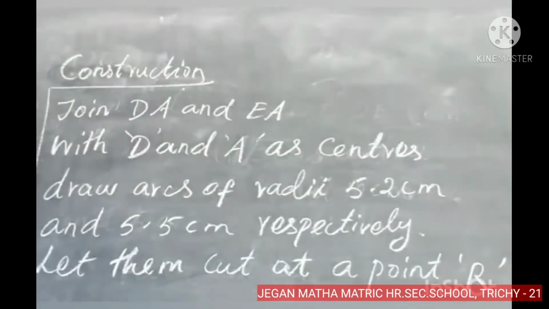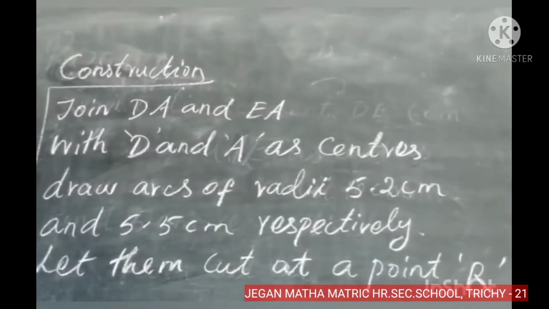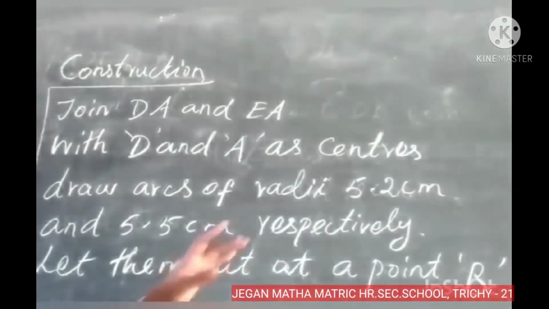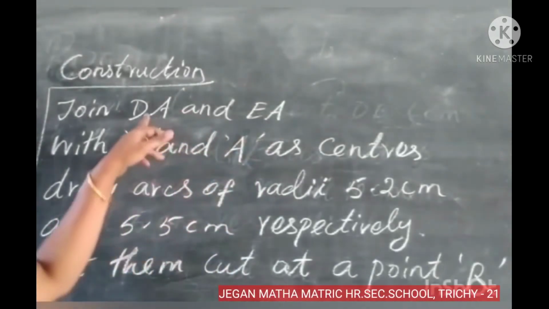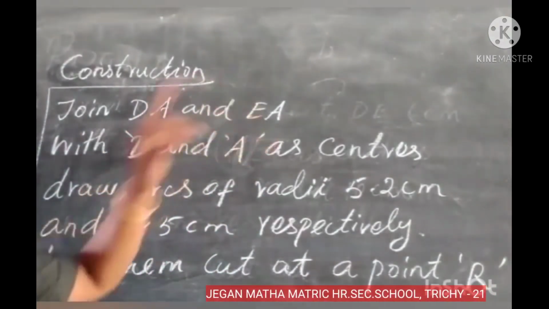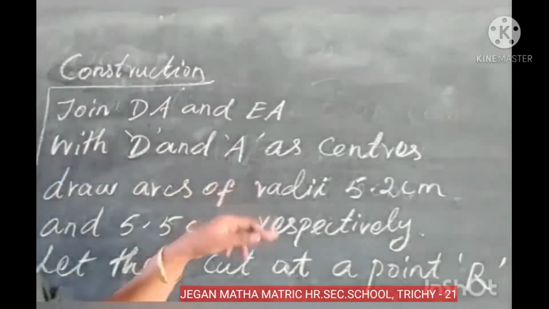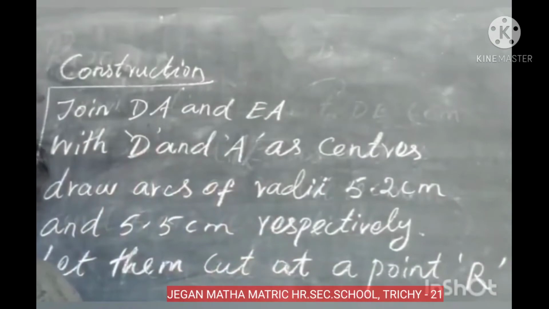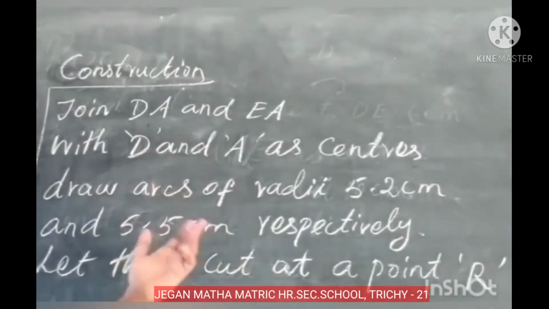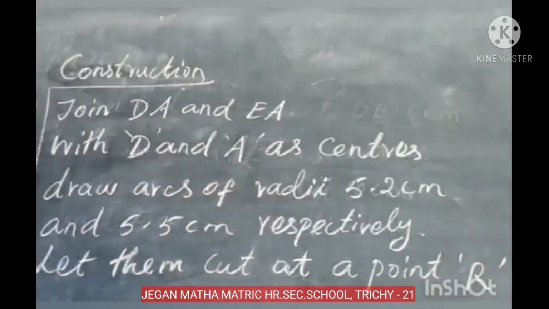Now see the next point. After marking the point, you can just join DA and EA. So the first half of the part is over. Next, continue with the next part. With D and A as centers.